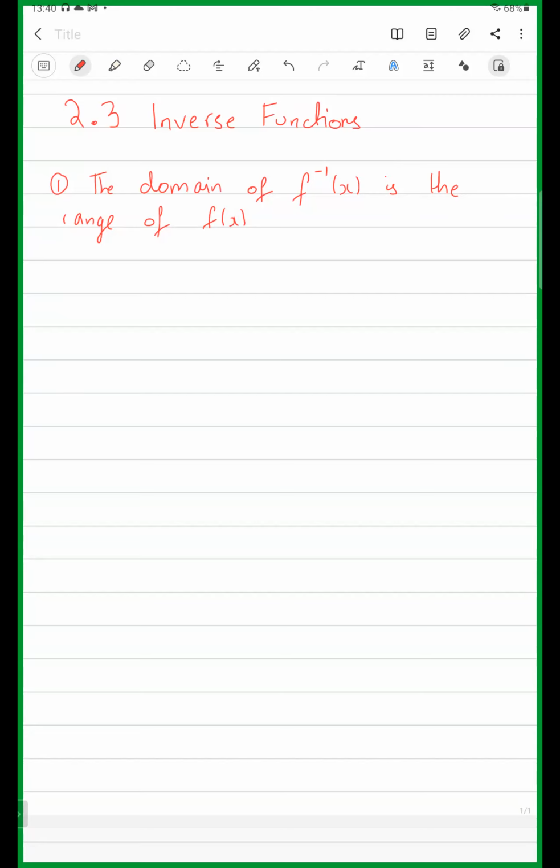Let me write down the second part of the theorem. And then the range of the inverse function is the domain of f of x. These are the two things that you need to keep in mind. I'll tell you where exactly they would be used. Forget it for now.